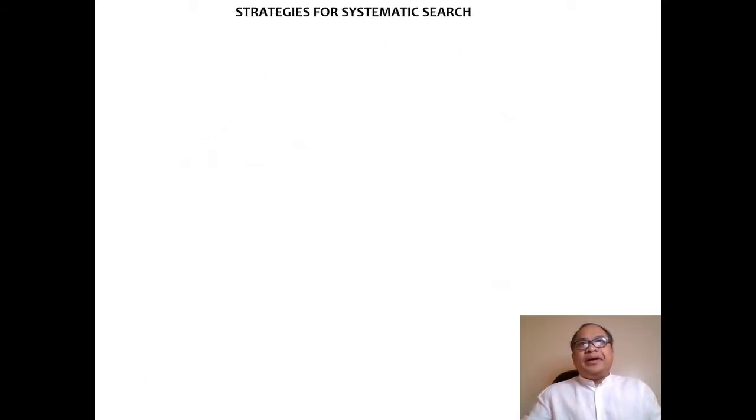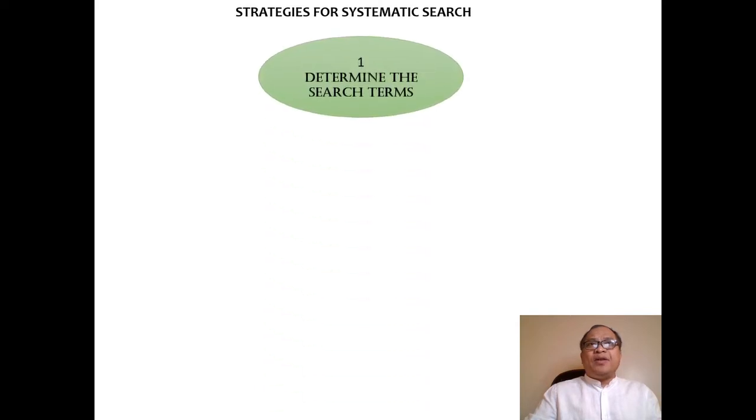The following are the strategies for systematic search. In order for us to come up with a good result, or the best evidence that we want to get, we have to strategize. We have to make our search systematic with the use of strategy. And these are the following.